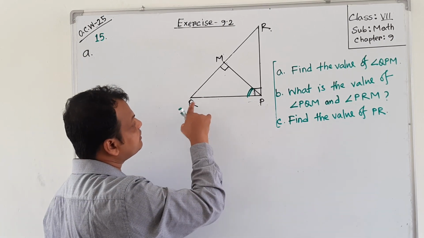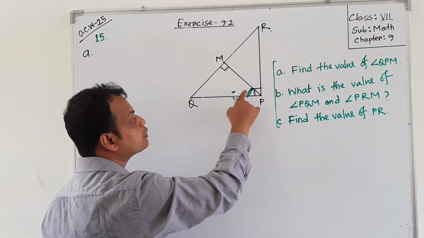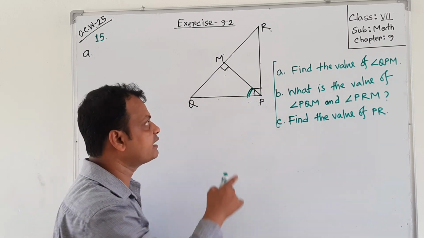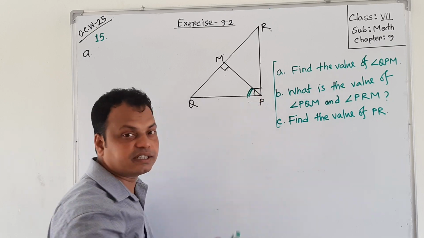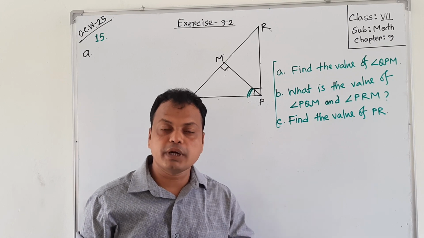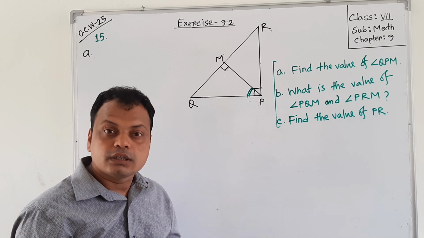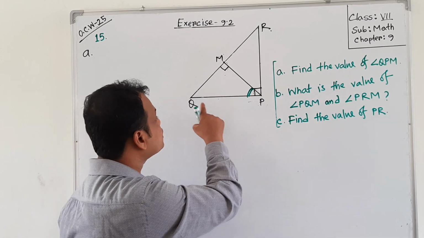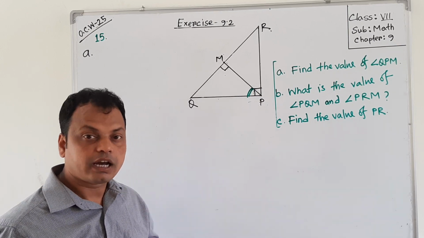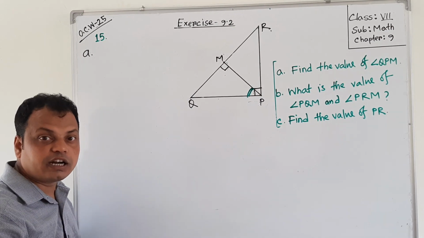Look here, it is given angle QPM equals angle RPM. So this angle and this angle will be equal, and another information is given. Angle QPR is 90 degrees. So the sum of these two angles will be 90 degrees, and they are equal. Then what will be the value of one angle? 90 divided by 2, 45 degrees. So the value of angle QPM will be 45 degrees, and we will write it in the copy and prove it logically.